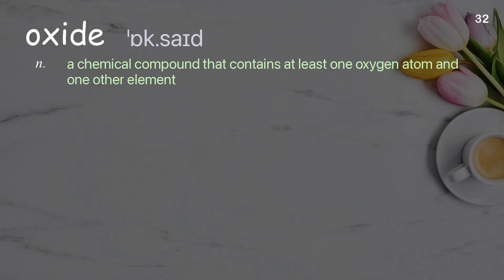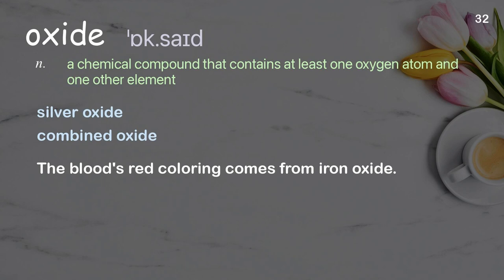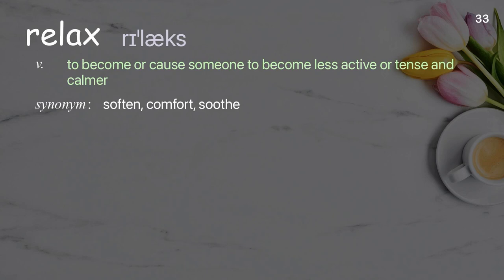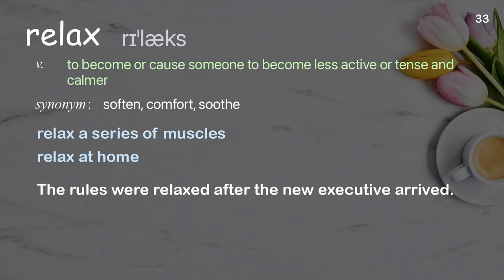Oxide: a chemical compound that contains at least one oxygen atom and one other element. Examples: silver oxide, combined oxide. The blood's red coloring comes from iron oxide. Relax: to become or cause someone to become less active or tense and calmer. Examples: relax a series of muscles, relax at home. The rules were relaxed after the new executive arrived.